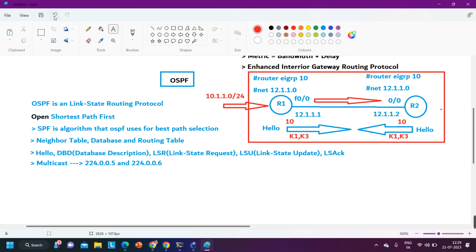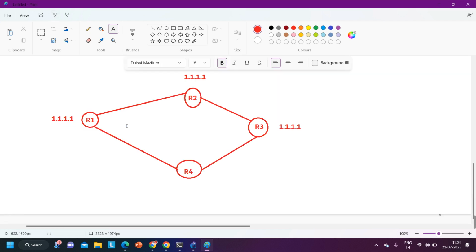But in the case of EIGRP, let's say this is my topology. Router 1 has received one network, 1.1.1.0, from router number 2. Let's say R2 goes down, or this link goes down. Now router 3 has to ask its neighbor R4, please send the alternate path. It will ask R4, do you have a path? That's why we have the query message.